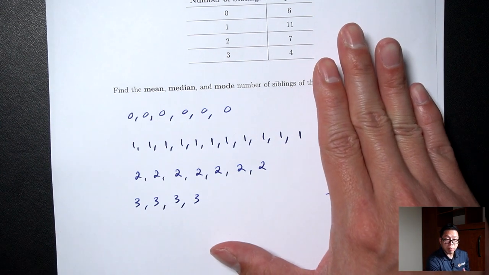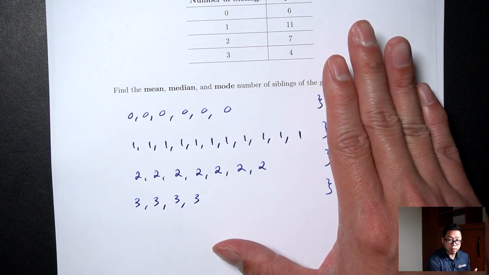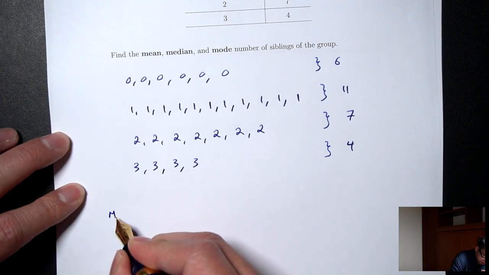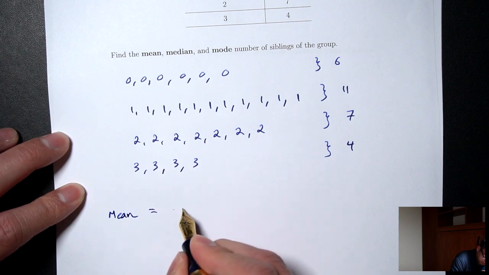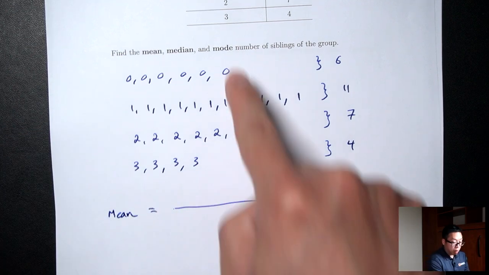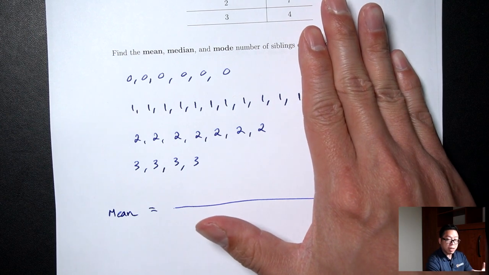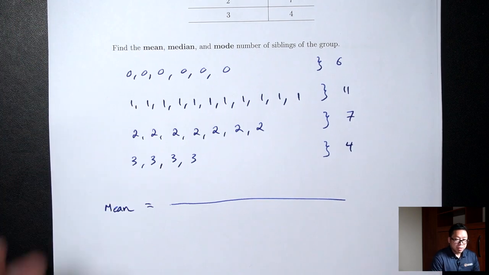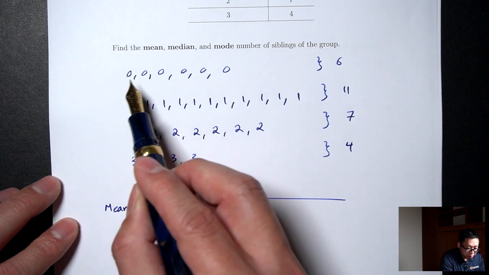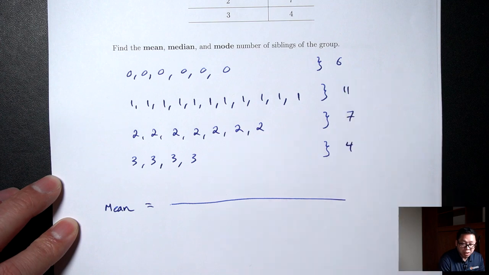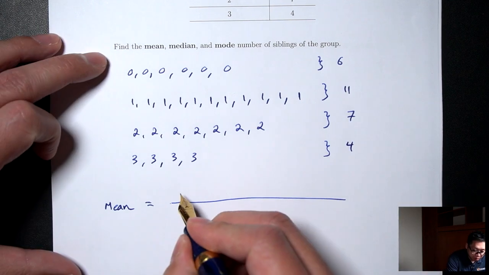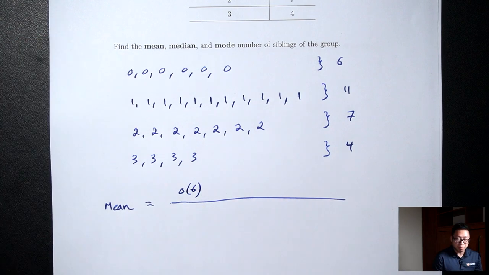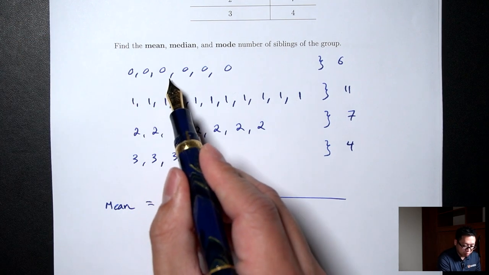Once I have my original data, I can find the mean, the median, and the mode the same way we found it on the first page. To find the mean, add up all of your data values and then divide by however many data values you have. So let's be smart about this. To add up the data values, you could go 0 plus 0 plus 0 plus 0 plus 0 six times, but that's the same thing as saying 0 times 6. Right? 0 times 6 means 0 plus 0 plus 0 six times.